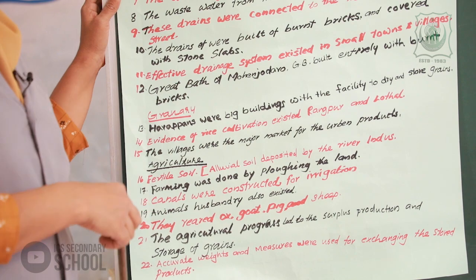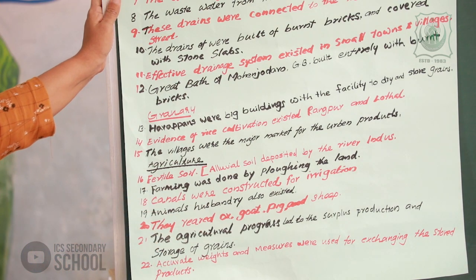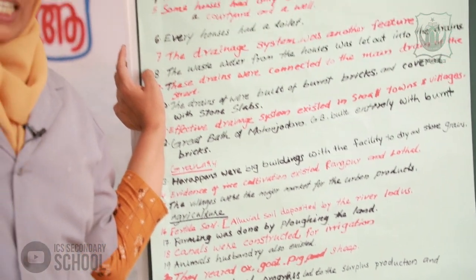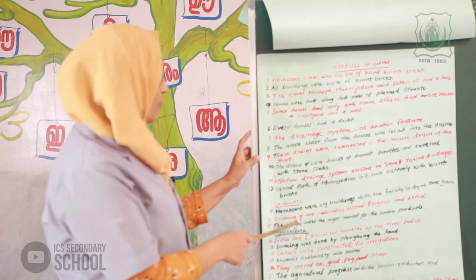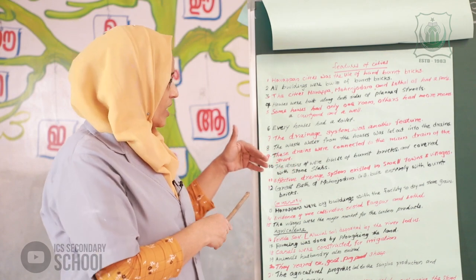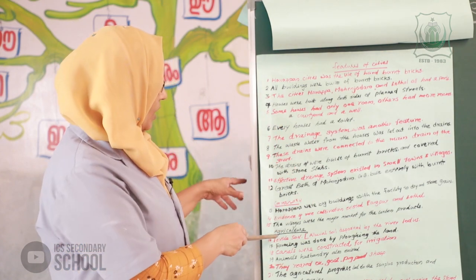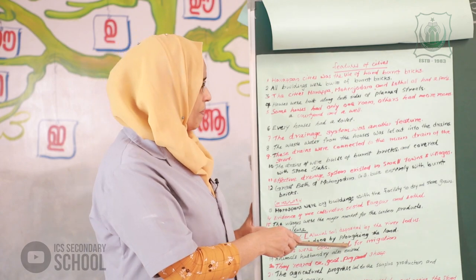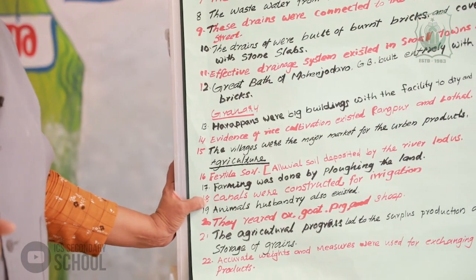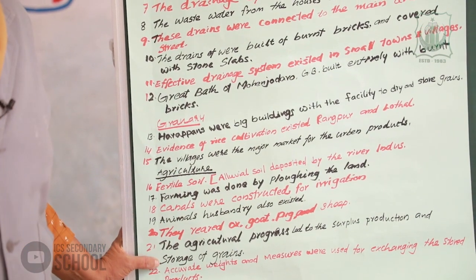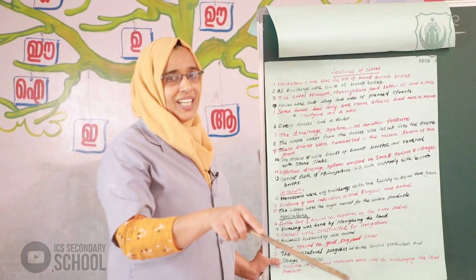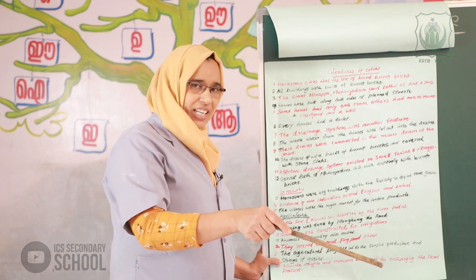Evidence of rice cultivation existed in Alamgirpur and Lothal. Then agriculture: at that time, the soil was fertile. Alluvial soil covered the Indus Valley civilization, on the banks of the Indus. Farming was done by plowing. Then canals were constructed for irrigation.